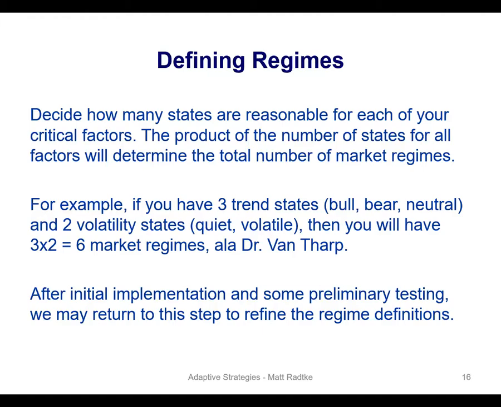In the example that we will ultimately work through, and the example that I used in the previous presentation, there were only 4 market regime types. So there were only 2 trend types, bull and bear, and 2 volatility types, quiet and volatile.